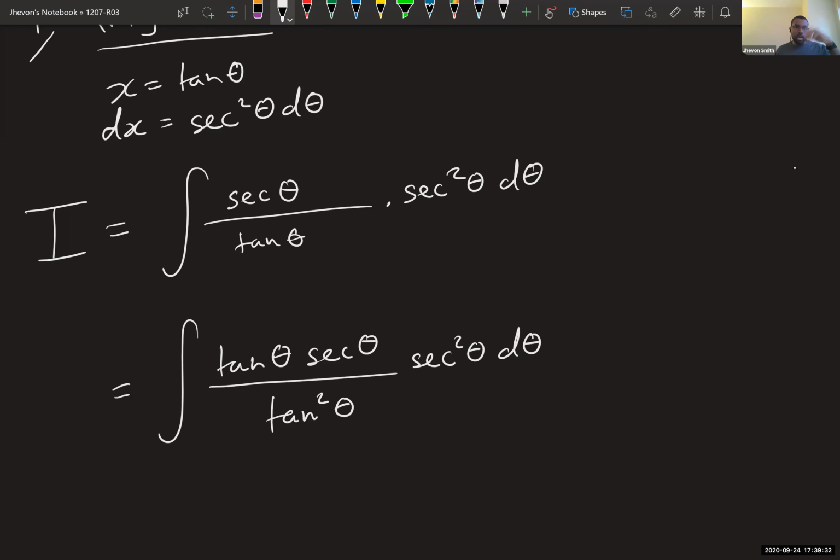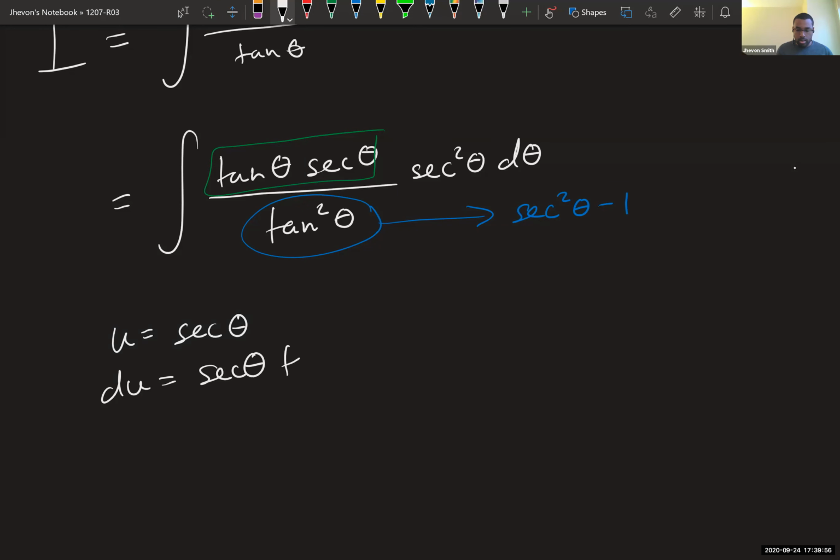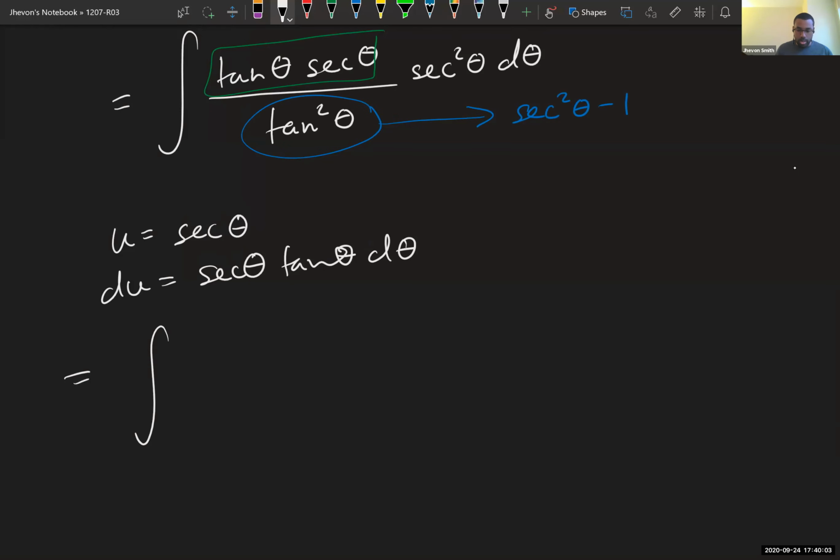So I multiplied the top and bottom by tangent. What you realize then is that the denominator here is actually secant squared theta minus 1. And what I would do now, because I have this whole tangent theta secant theta here, it makes a substitution of secant theta viable. So I would go in and I can do a substitution u equals secant. Your du would be secant theta tan theta. And so now this integral would become the following: u squared over u squared minus 1.